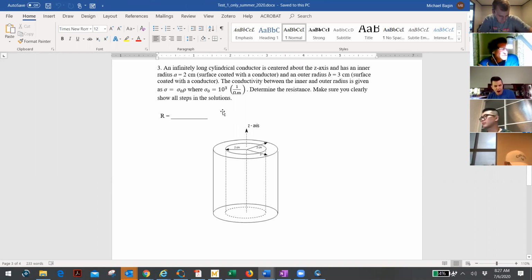Now, the idea is this, and I want to make sure everybody understands this. The current is flowing from the inner surface at 2 centimeters to the outer surface at 3 centimeters. So it's flowing out in the radial direction. You all see that? It's like a sleeve. It's not flowing down the length of the cylinder, but it's flowing from the inner core to the outer core. Everybody with me on that?